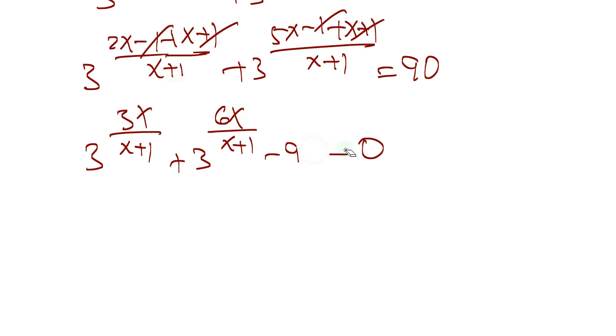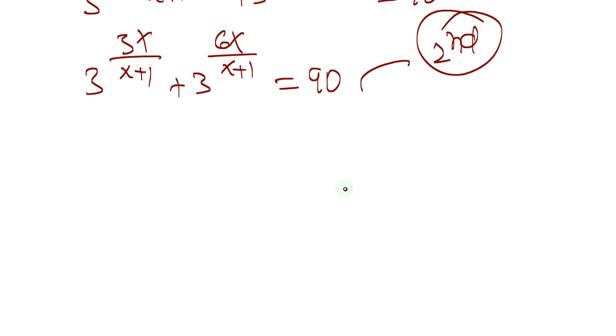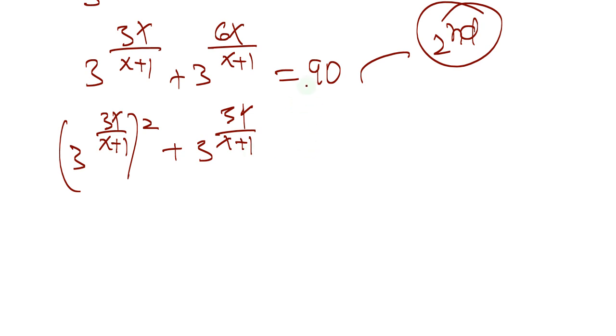Okay, let me write this because I'm going to start the second method from here. So let's say this is 90. Our way to start the second method will begin here. So now let's keep out our first method. Then you see that this is pretty interesting because I can write this one here as 3 to the 3x over x plus 1 squared, and then plus this one here, which is 3 to the 3x over x plus 1, and then minus 90 here, and then this is 0.